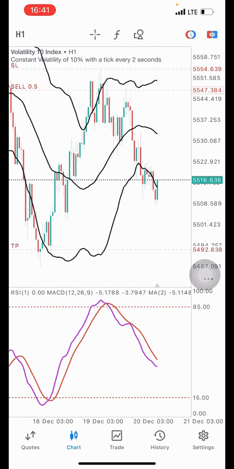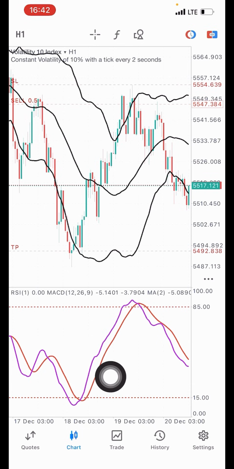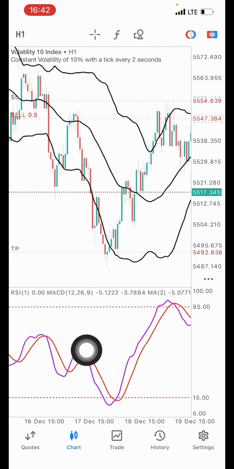Now you are going to do the analysis using the 1 hour time frame, as you can see here. Now here on the indicator window, first of all, for you to get a buy entry, you must first allow your indicator here, the purple and the red line, to get to the oversold level, which is our 15 level here. And then when you have seen this confirmation, that's it for the indicator window here.